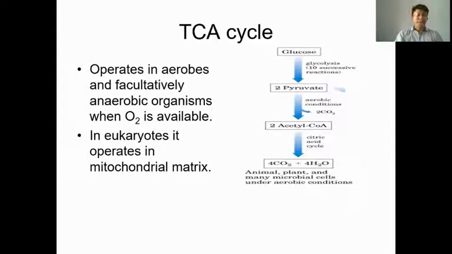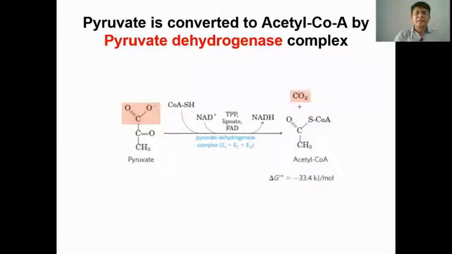TCA cycle is another one. The TCA cycle operates under aerobic conditions in aerobic organisms and facultatively anaerobic organisms when oxygen is available. In eukaryotes, it operates in the mitochondrial matrix. So here pyruvate is converted into acetyl-CoA, and acetyl-CoA is then further oxidized completely to carbon dioxide via the TCA cycle. Pyruvate is converted into acetyl-CoA by the pyruvate dehydrogenase complex, which is a very complex enzyme consisting of three enzymes, enzyme 1, 2, and 3.